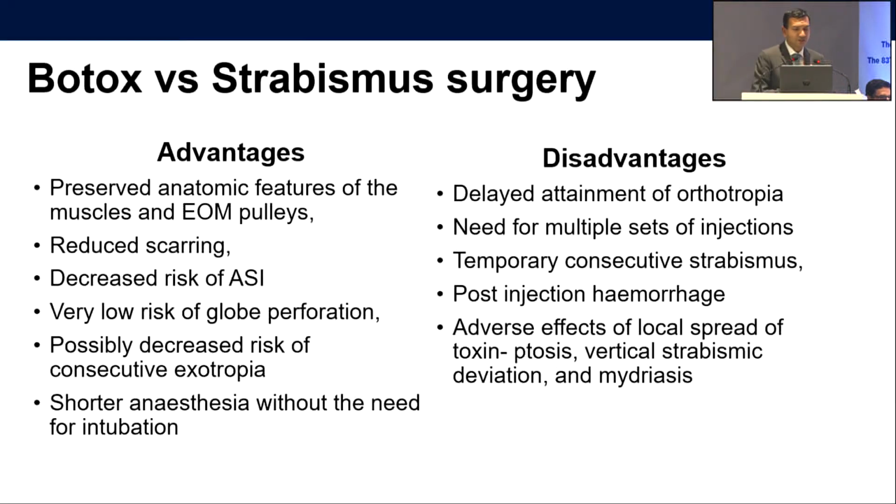The advantage of toxin is that it's a non-invasive technique. You preserve the anatomical features, there's no scarring, there's no risk of anterior segment ischemia, and there's very low risk of globe perforation. In my career, I've had one person who had a globe perforation, and this person had multiple previous surgeries and high myopia. It does happen, but on the whole, if you use EMG guidance, it's quite rare. And if you're doing it in a child, you can do it under much shorter anesthesia without the need for intubation.